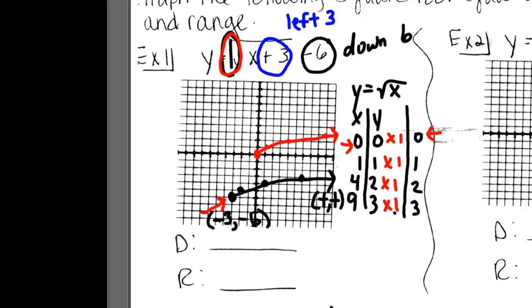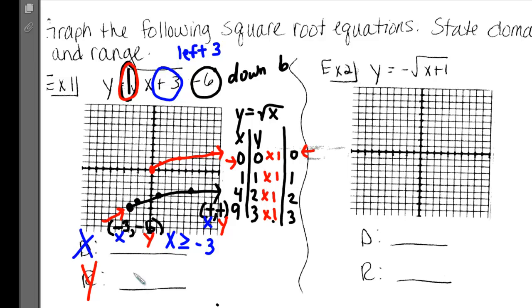So I look at my x values for my domain. My x values are going from -3 to positive infinity. Therefore, x is greater than or equal to -3. My range, my y values, are going from -6 to positive infinity. So y is greater than or equal to -6.